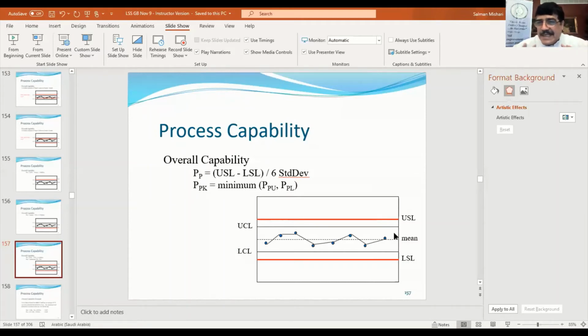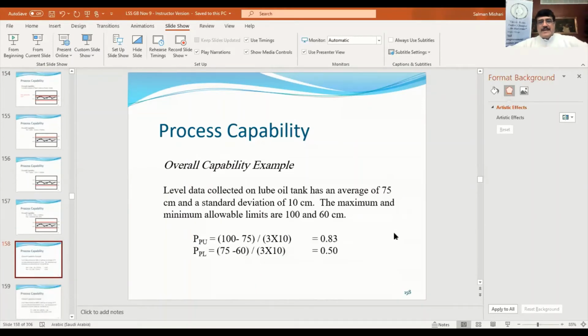Is this clear? Let's take an example. Maybe with an example we can see it a little bit better. Let's say I'm collecting the oil level in a tank. And let's say I calculated the average to be 75 centimeters with a standard deviation of 10 centimeters, as we did yesterday. It's easy now to calculate the average and the standard deviation. And let's say the maximum and minimum allowable limits, which is my customer specification now, is saying I don't want it to go below 60 centimeters because that's going to create problems for me.